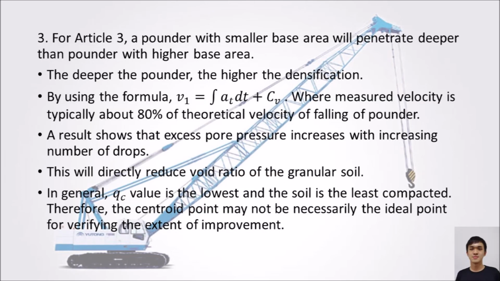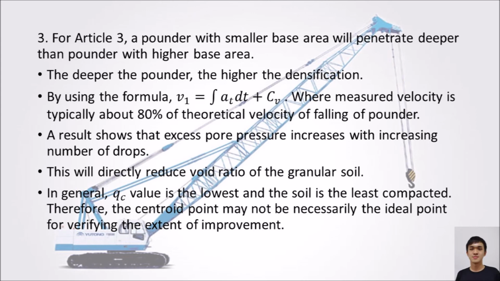I'm Chang Kim Hui, and I'll continue presenting the results. For the third article, it is found that a pounder with a smaller base area will penetrate deeper than a pounder with a larger base area. And it is found that deeper penetration will cause higher densification. By using the formula V1 equals the integral of a dt plus C V, where measured velocity is typically about 80% of the theoretical velocity of falling of the pounder.